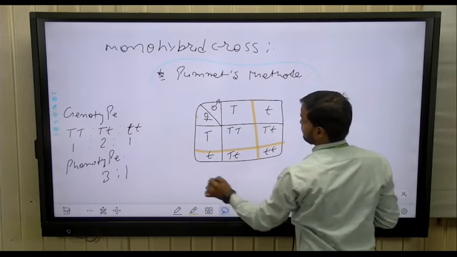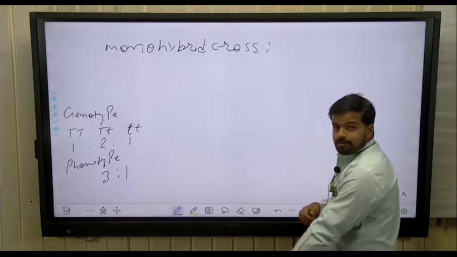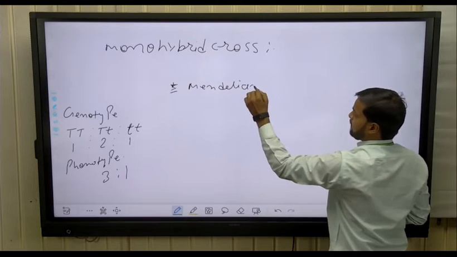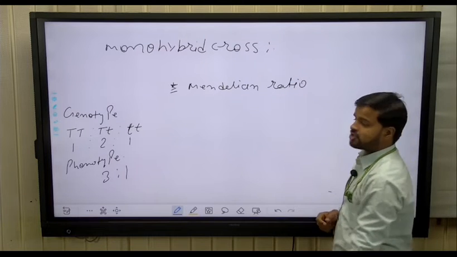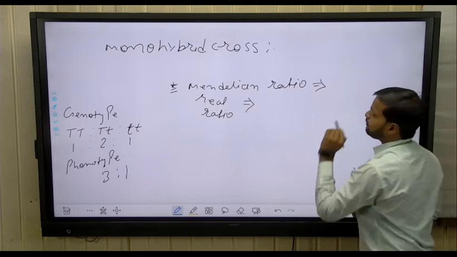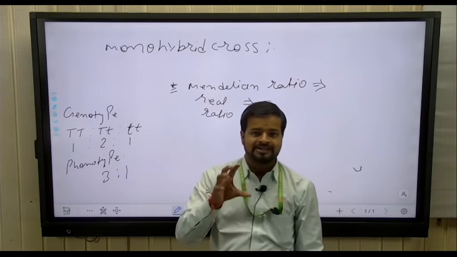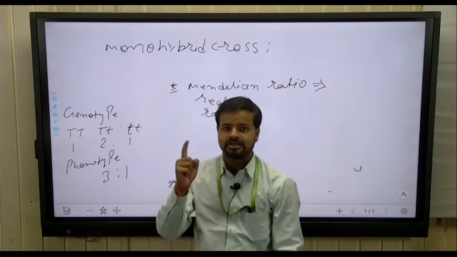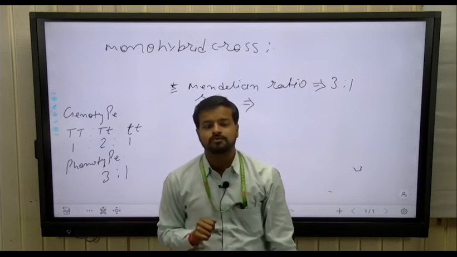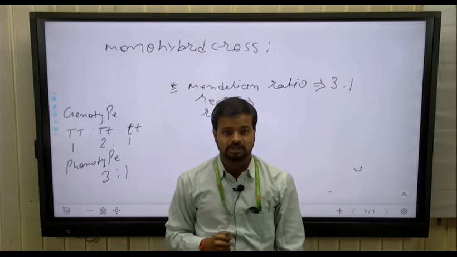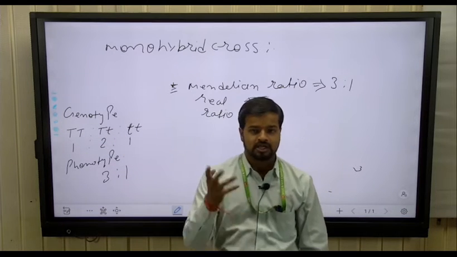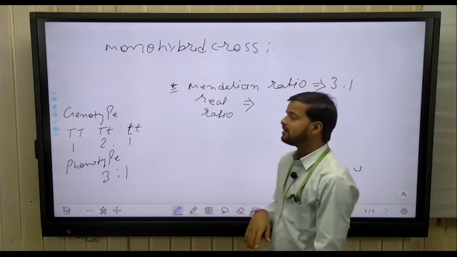Another remembering point is the question: what is the Mendelian ratio, and what is the real ratio? Students, very important point: Mendel observed the phenotypic characters of the plant. That means the Mendelian ratio depends on the phenotype. That's why the Mendelian ratio is 3:1. But the real ratio depends on the genetic composition, that is, the genotype: capital T capital T, capital T small t, and small t small t. That means the genotypic ratio works as the real ratio.